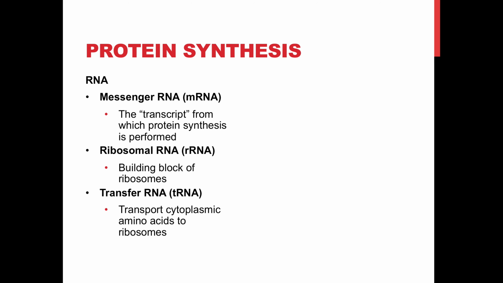Transfer RNA, this is really important. This transports cytoplasmic amino acids to the ribosomes. So the ribosomes bind to the messenger RNA and they're floating around in the cytoplasm. Then the transfer RNA brings in what's called codons, which we'll talk about in a second, but brings in amino acids to be fused to this messenger RNA, and then that forms the amino acid chain. So DNA is the map, and RNA is what's reading the map and what's actually making the protein.